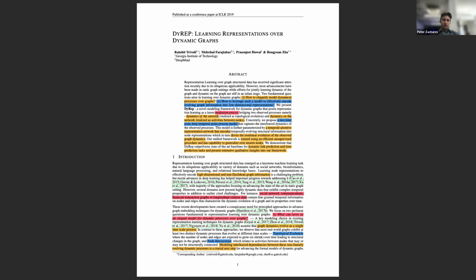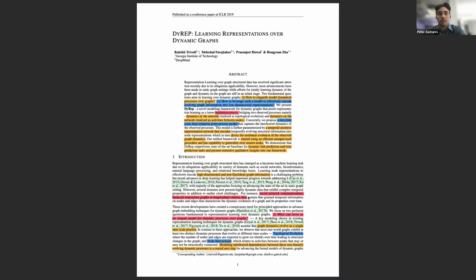Before we start, I wanted to ground this paper a little bit in application. They talk about, in the introduction anyway, that there are a lot of situations in real life where you might need to model a dynamic graph: social network communication, financial transaction graphs, and longitudinal citation data. Those are the three that they give as examples.